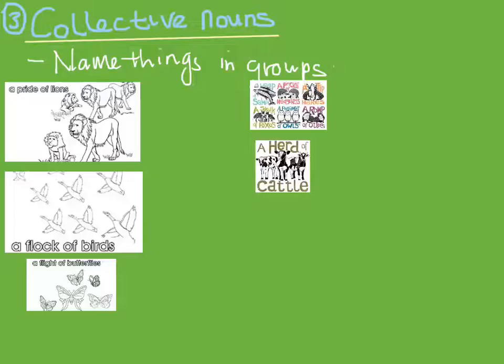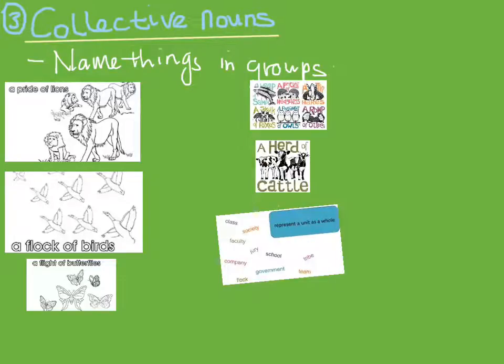All of these have names, and so we can say that a collective noun names groups of people brought together. You may talk about a class of students, a society, maybe a faculty that has so many departments, a jury, so many lawyers together, a school, so many students put together, a company, so many firms brought together, a government made up of so many departments, a tribe made up of so many different types of people. So all of this represents a unit as a whole.